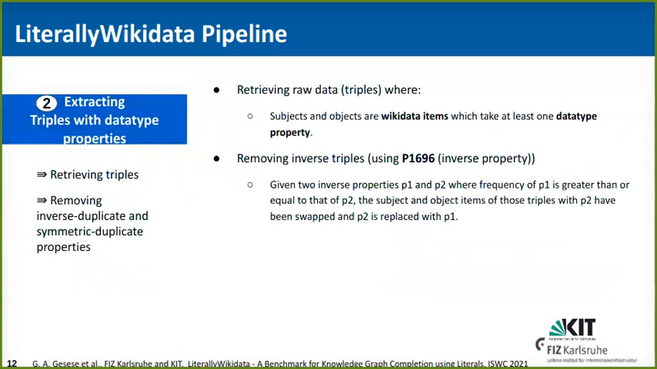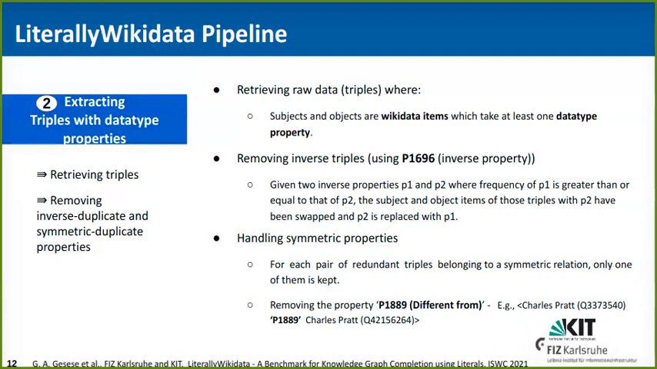Then, given two inverse properties, P1 and P2, where the frequency of P1 is greater than or equal to that of P2, we swap the subject and object items of those triples with P2 and replace P2 with P1. This way, inverse duplicate properties will be removed from the extracted triples. Similarly, we remove symmetric duplicate properties for each pair of redundant triples belonging to a symmetric relation. We keep only one of them.